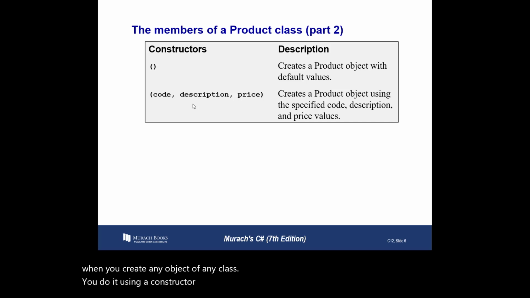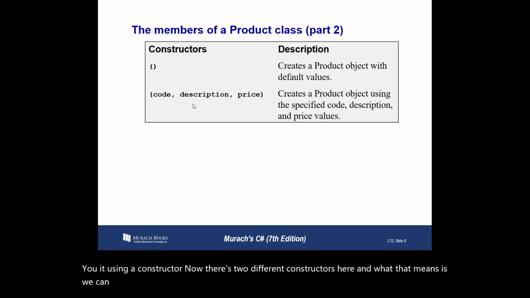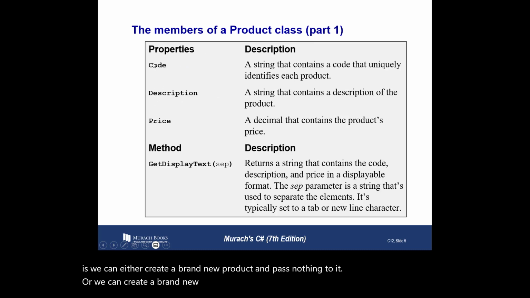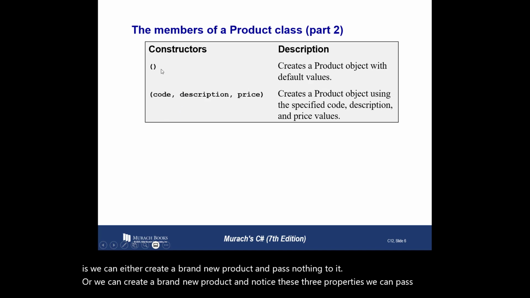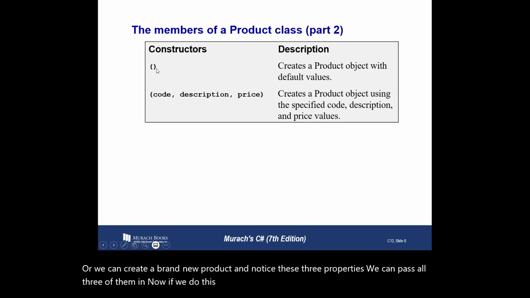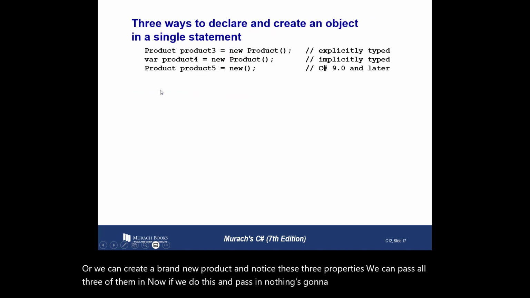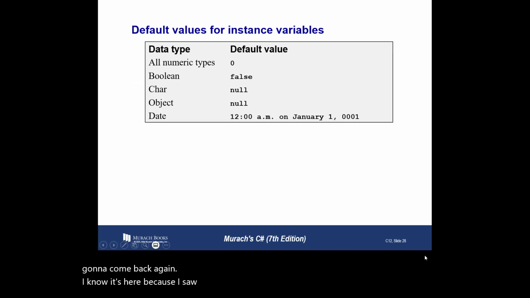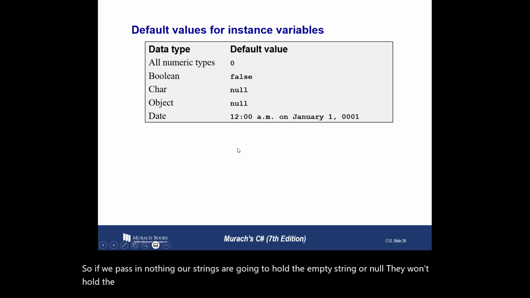Now there's two different constructors here. And what that means is we can either create a brand new product and pass nothing to it, or we can create a brand new product, and notice these three properties, we can pass all three of them in. Now, if we do this and pass in nothing, I'm going to move way up here and come back again. There we go. So if we pass in nothing, our strings are going to hold the empty string, or null. They won't hold a value, and our numbers will hold 0.